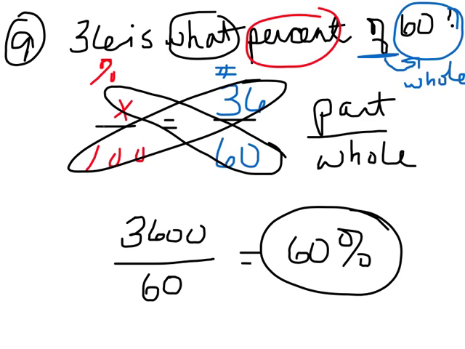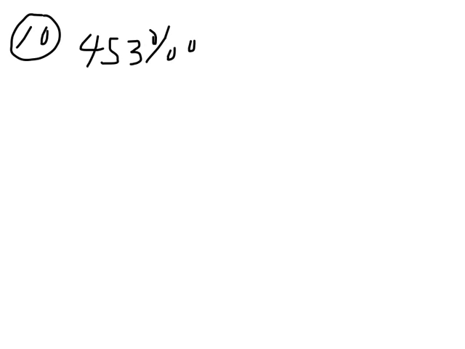And the answer that we get is the percent, because remember, percent is part out of 100. So when I got the X, that was my answer. It's 60% of 60. The last one on the test was 453% of 30. Okay, I'll work it two ways.